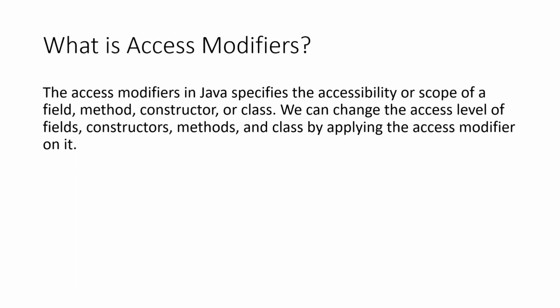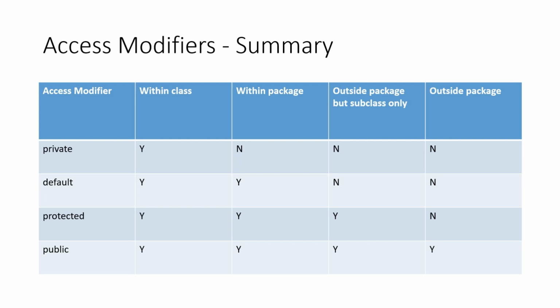The access modifiers in Java specify the accessibility or scope of a field, method, constructor or a class, and we can change the access levels of the fields, constructors, methods and the class by applying the access modifier on top of it. So in summary, there are four types of access modifier: private, default, protected and public.